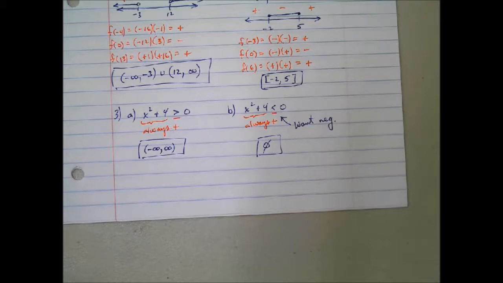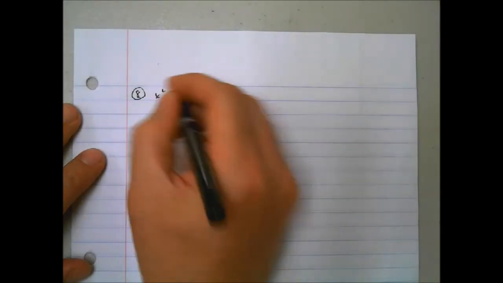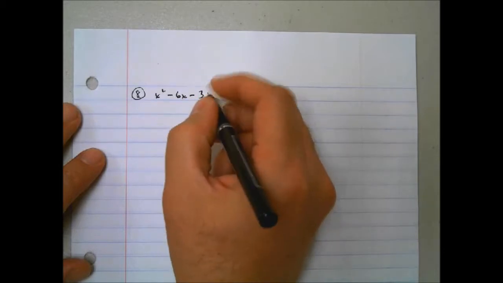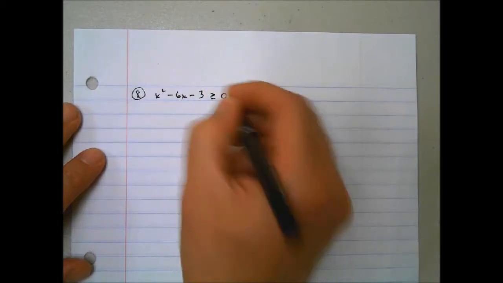Okay, at this point, I'm going to do a couple of problems from the assignment with you. I thought maybe we'd go ahead and do problem number 8 together. X squared minus 6x minus 3 greater than or equal to 0.